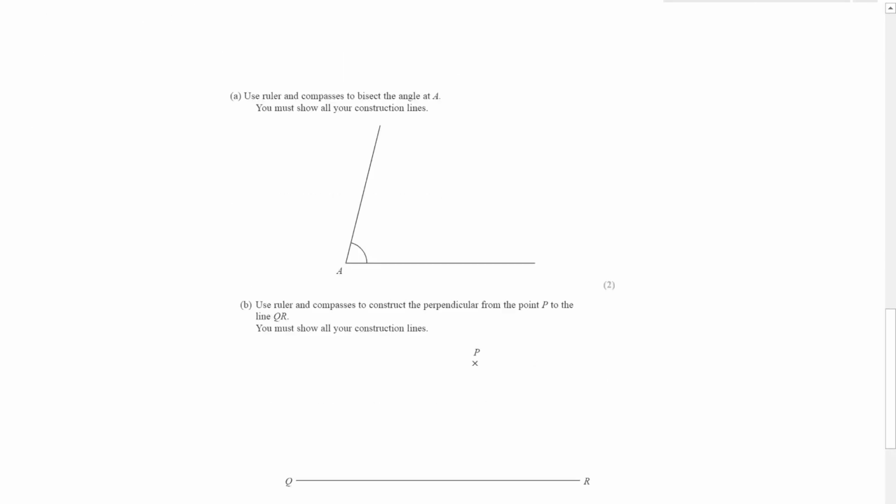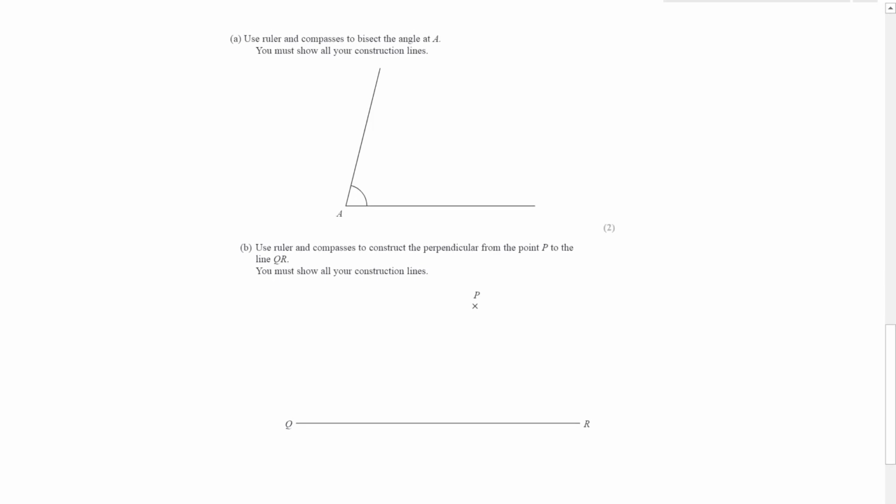Okay, so now finally, we're going to look at some examples where they might ask you to form an angular bisector and then a perpendicular bisector, or not even a bisector in the second case, just a perpendicular, I guess. So use a ruler and compass to bisect the angle A. Okay, you must show all your construction lines. So this is an angular bisector.